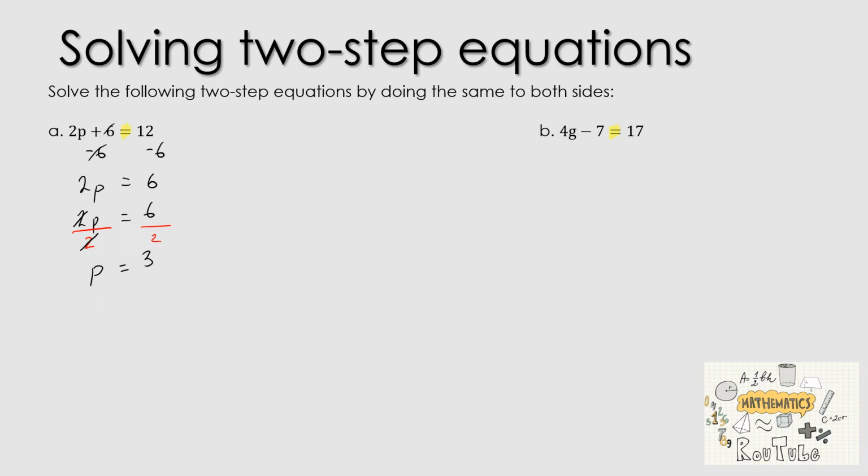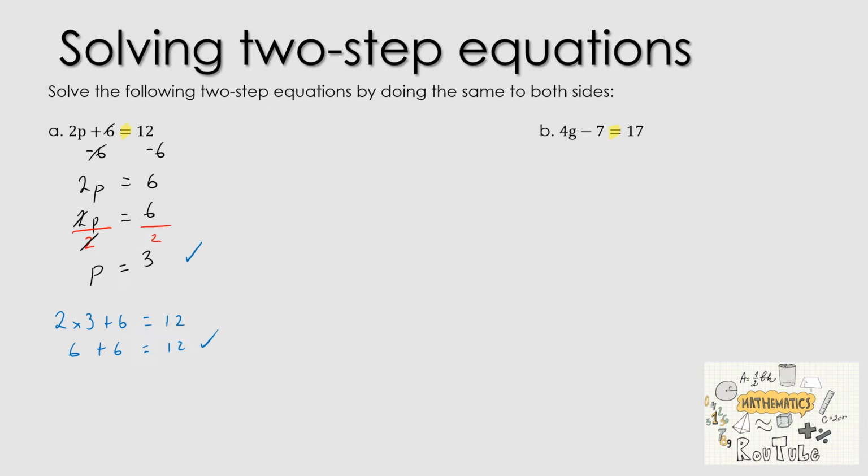And then a really good way to check your answer is to substitute the answer back into the question, which we'll do in a different color. So we're going to rewrite the question. We've got 2 multiplied by 3, because I'm going to replace the p with the 3, and then plus 6 equals 12. And then let's see if the left-hand side and the right-hand side are equal. And if they are, then we are correct. So we've got 2 times 3 equals 6, and then 6 plus 6 equals 12, which it does. So therefore, we have substituted correctly, which means we have solved correctly.